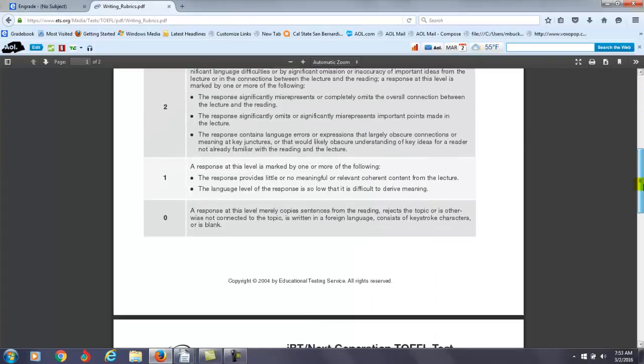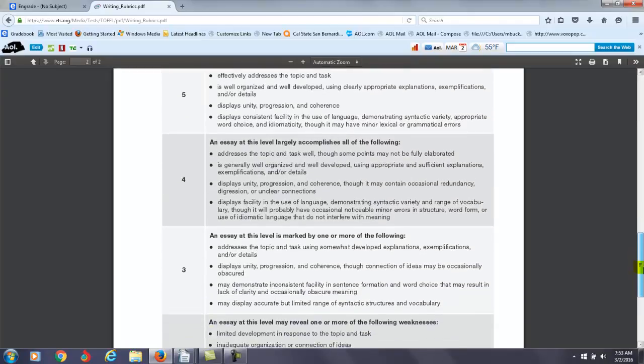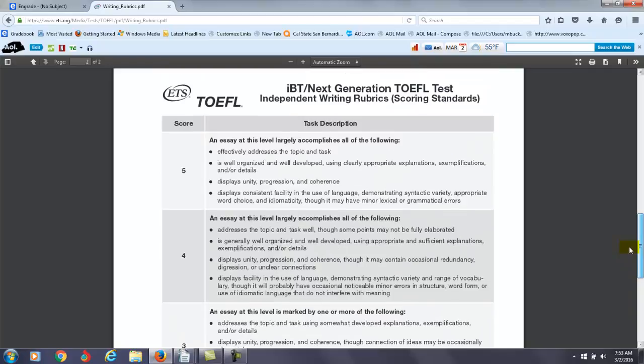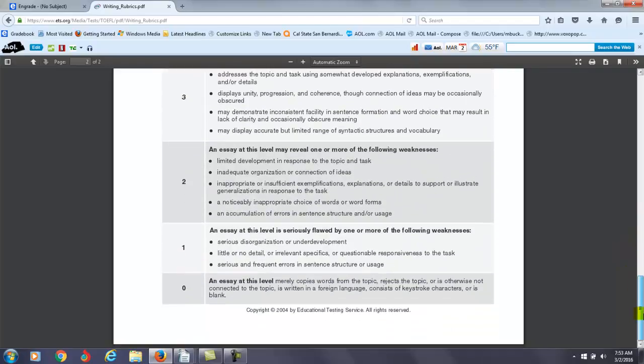I'm going to go to the actual independent rubrics that the iBT TOEFL uses to score this kind of practice test, and you have a possibility of getting a 5, a 4, a 3, a 2, and then you have a 1. I think you fit in the 2 area, the low 2. If you look at the explanation here, it says inappropriate or insufficient exemplifications, explanations, or details to support or illustrate generalizations in response to a task. You see what I'm saying?